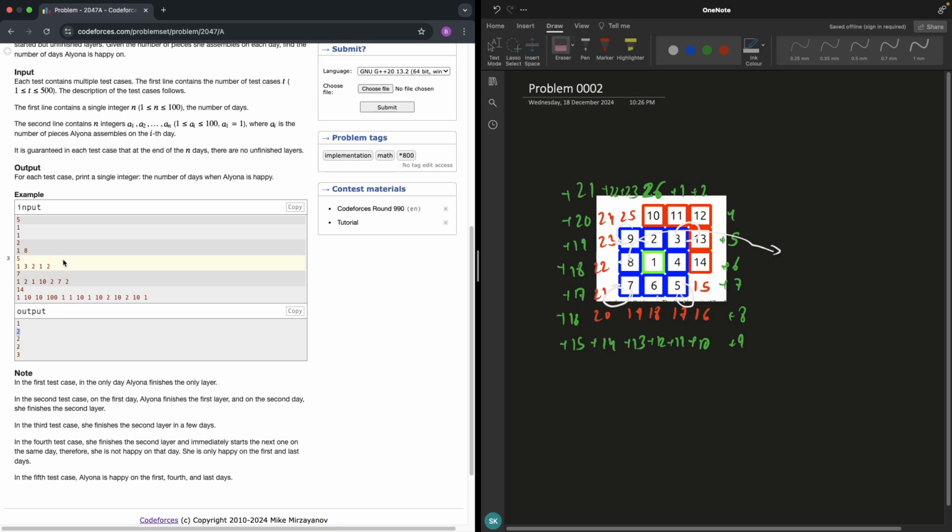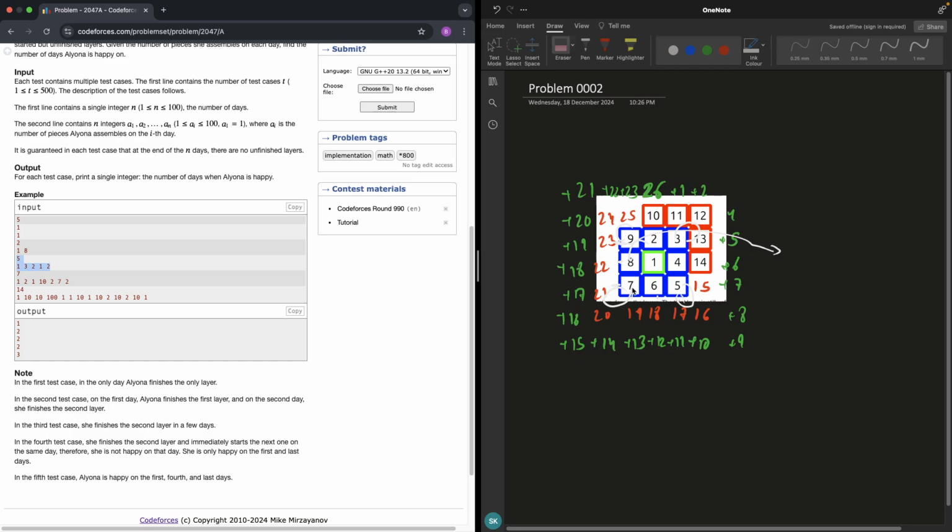But for the third test case, for the first one, she is going to be happy on the first day, and she is going to place 3 more pieces and now it's 4. She is going to be unhappy at that time because there are only 4 square pieces here, and after 2 days also, 5 and 6, she is going to be unhappy.